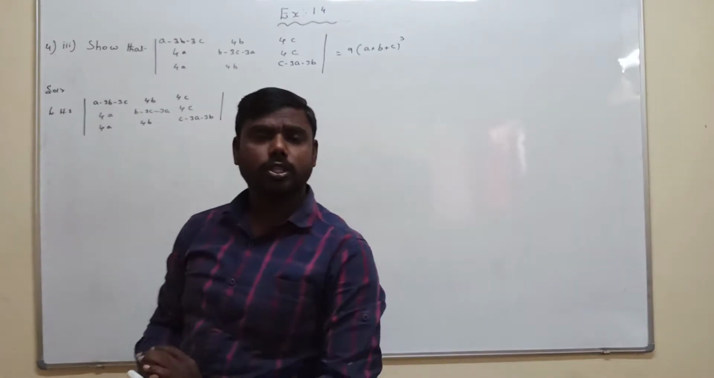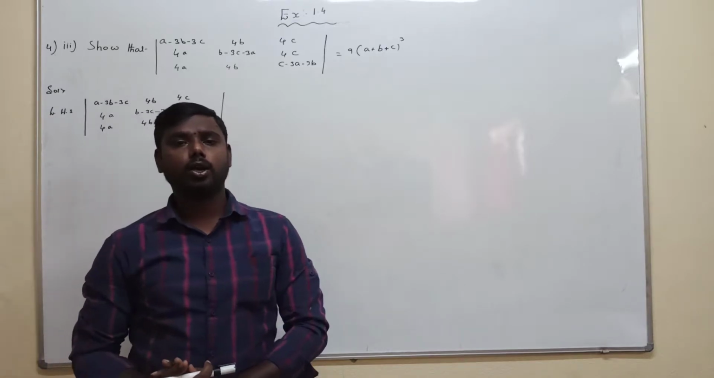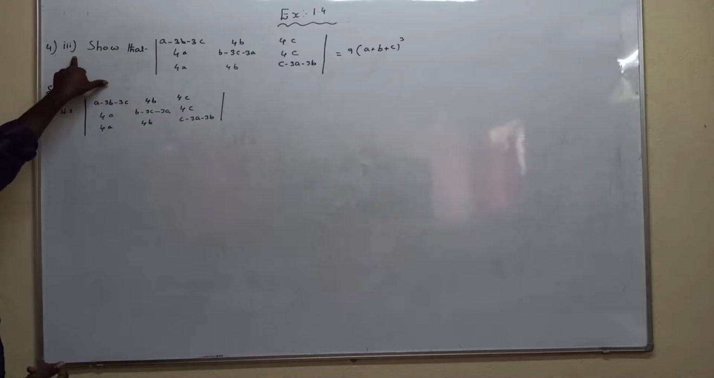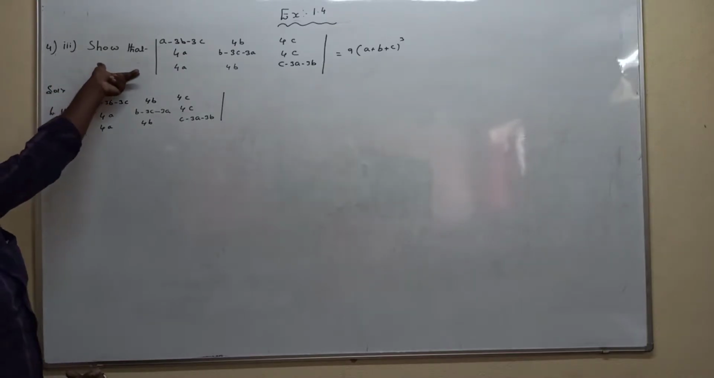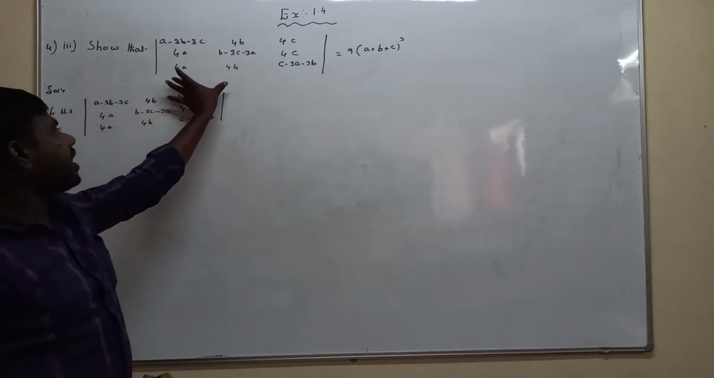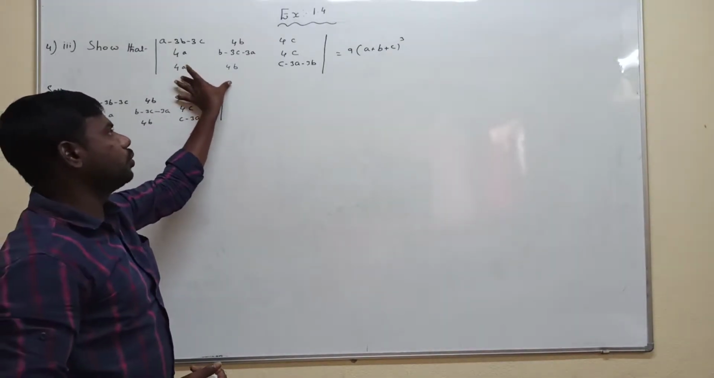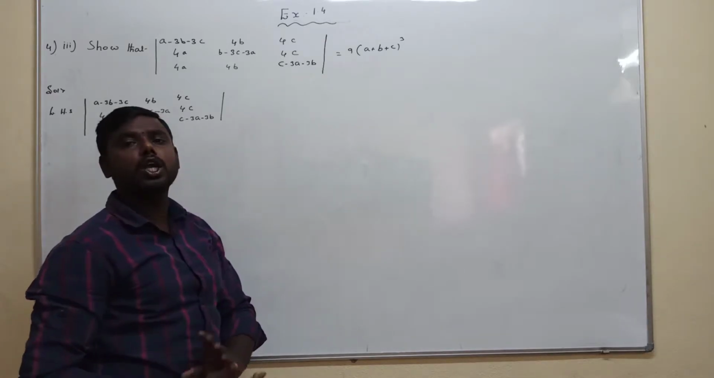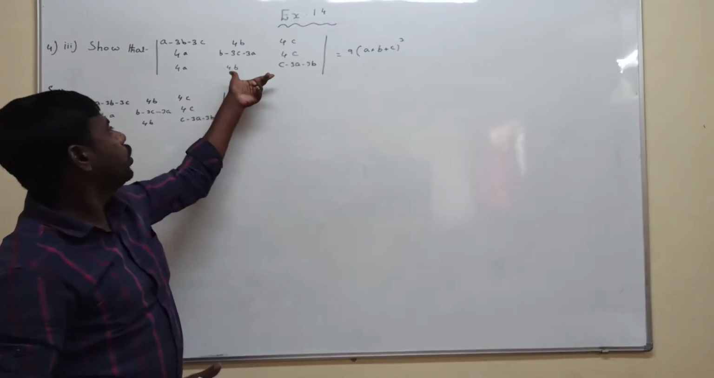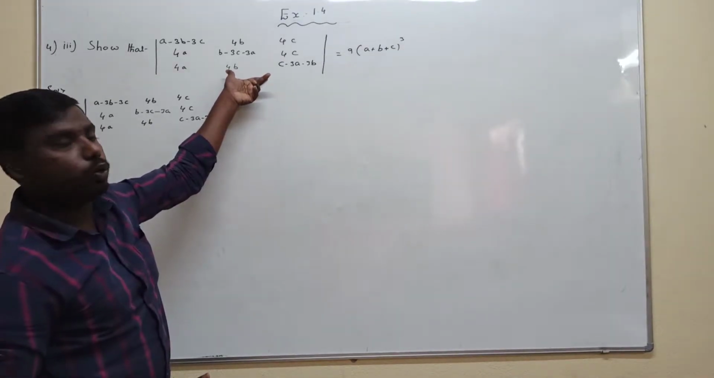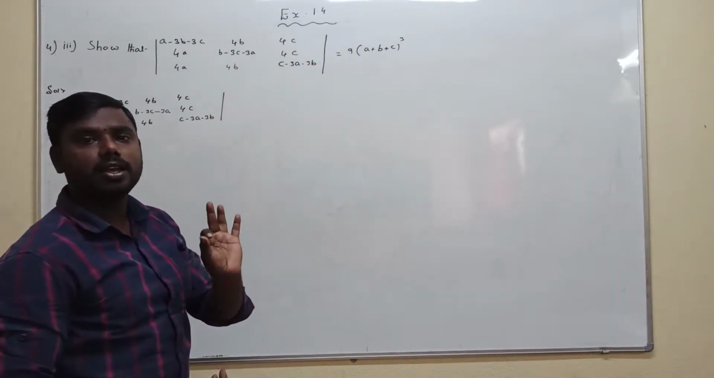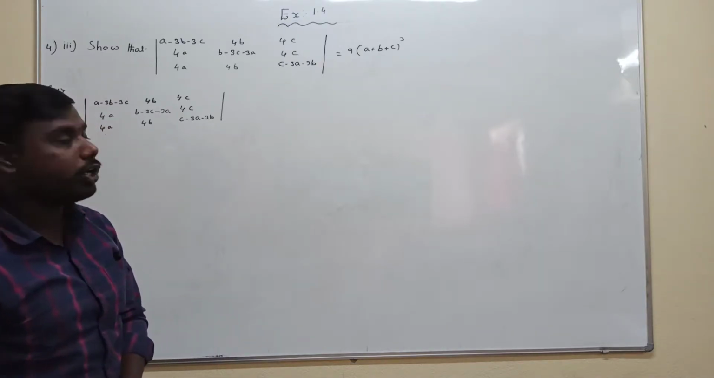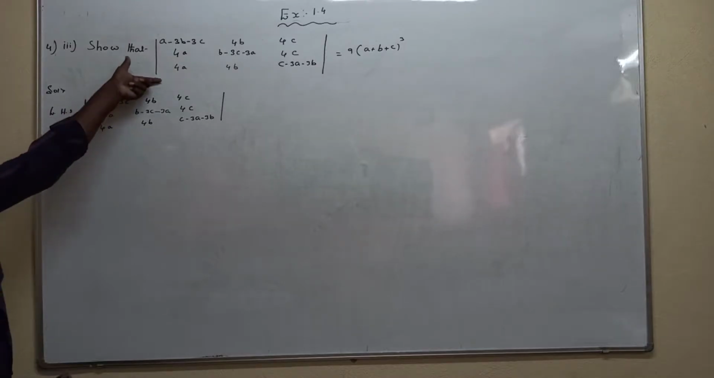Very good afternoon, students. Today we are discussing question number 4, the third Roman numeral question. Show that the left hand side determinant value is equal to 9 into (a plus b plus c) whole cube. We are taking the left hand side determinant to prove that the RHS value is 9 into (a plus b plus c) whole cube. Now we are going to the solution. First of all, we are taking the left hand side determinant.